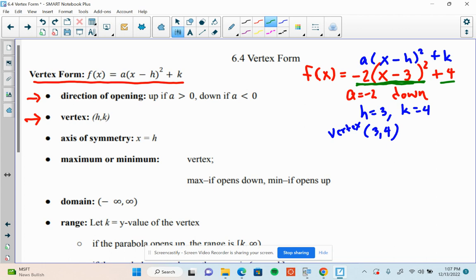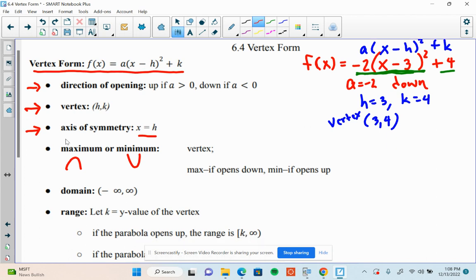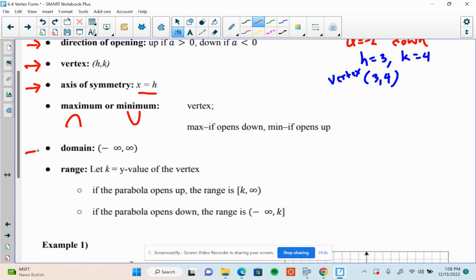Our axis of symmetry, remember, is always the vertical line through the vertex. So once you know the vertex, you can find the equation for the axis of symmetry. If your parabola opens up, you'll have a minimum. If your parabola opens downward, you will have a maximum. The domain is always going to be negative infinity to infinity, unless we have a real life application where we need to work with a different domain. But when we're graphing just quadratic functions, the domain is going to be all real numbers.